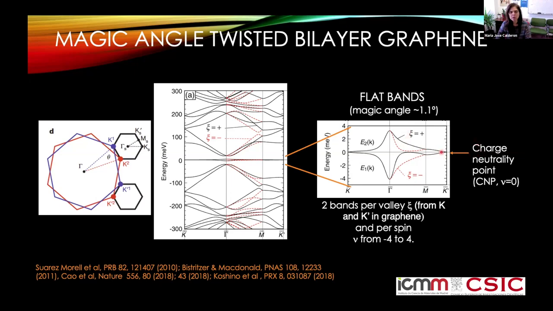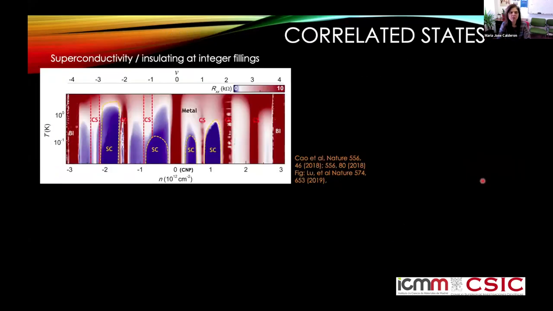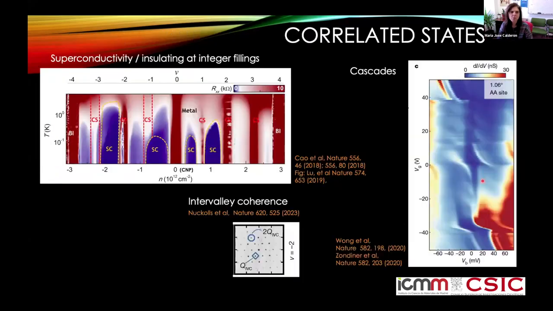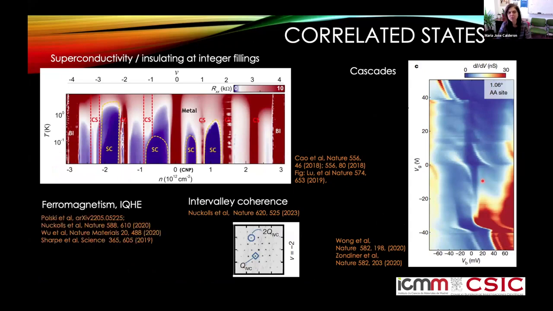The charge neutrality point is at the Dirac touching that is protected by symmetry. So we keep the Dirac touching that we have in the single layer of graphene. And then we can dope from -4 to 4, so we can dope with electrons and holes with respect to the charge neutrality point. These very flat bands imply that the electron-electron interactions are relatively very important in these materials, and in fact many correlated states have been observed in this system.